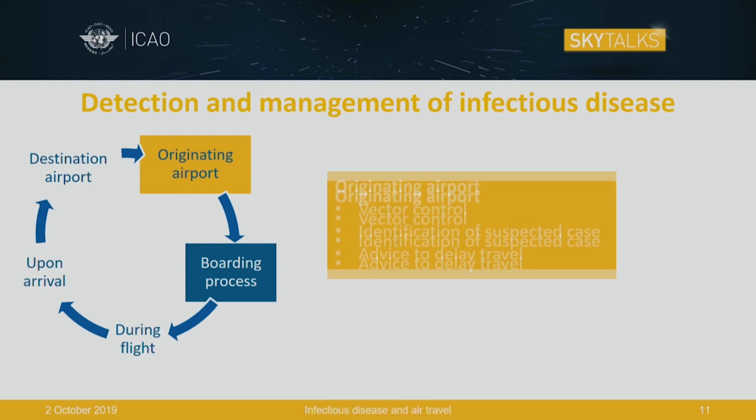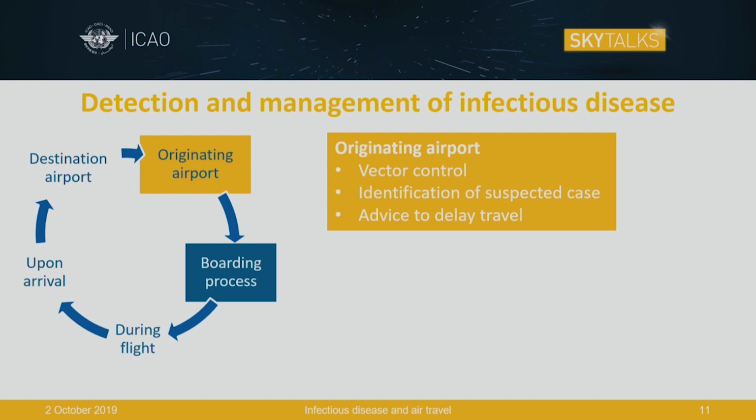So let's see what we do at the originating airport. International health regulations require that the airport must be free of vectors for a 400 perimeter outside of the airport. So they need to have pest control programs in place. They need to see whether they have mosquitoes. They need to do surveillance. They need to have programs in place to do the spraying.